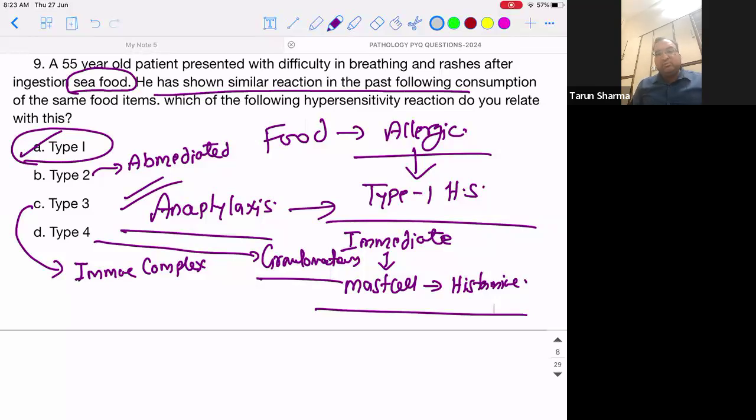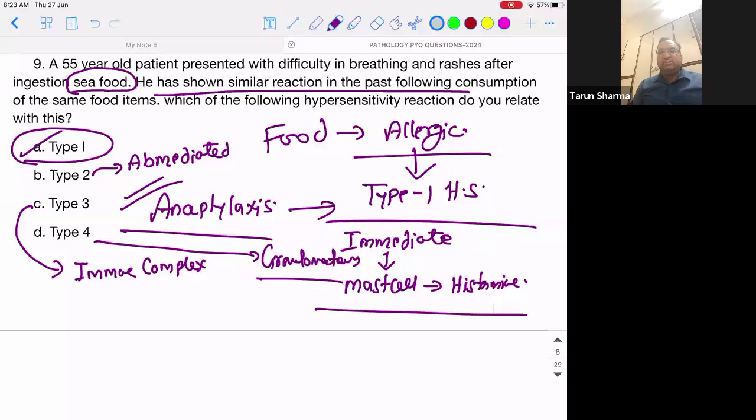All the types of immune complex reactions or immune complex diseases belong to type 3, like all the types of autoimmune disease like SLE, rheumatoid arthritis, Sjogren's syndrome, arthritis reaction, serum sickness, all belong to the type 3 category.